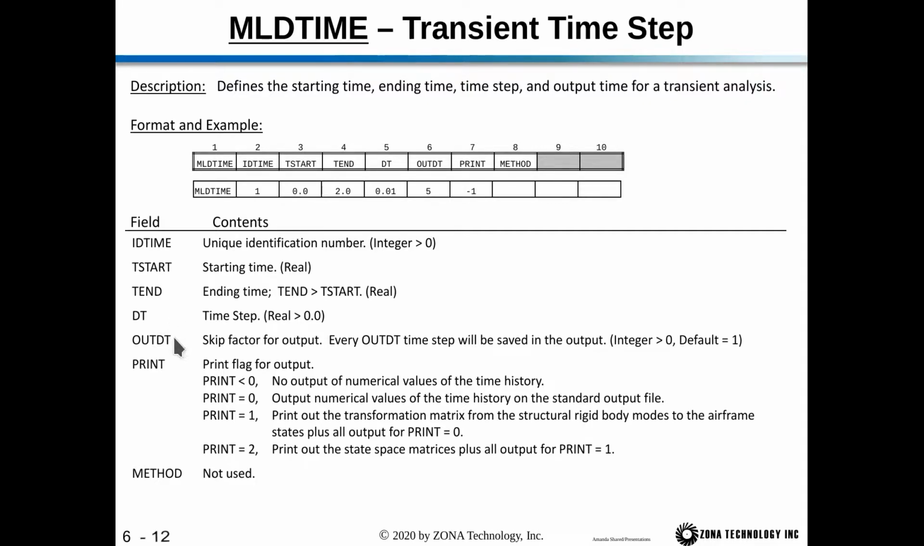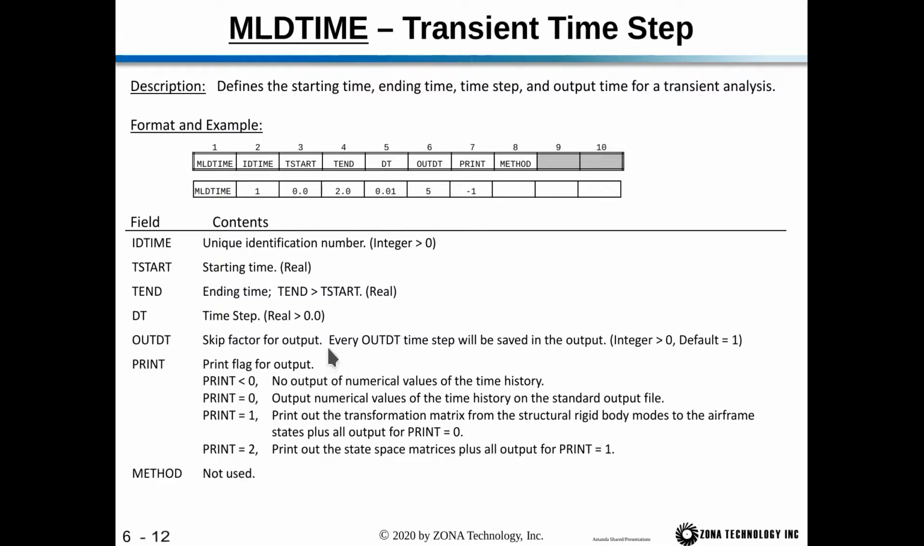Out dt is a skip factor for the output, so every out dt time steps will be saved in the output file. So if you have a very small dt, for example 0.001, so your simulation is running at 1000 Hertz, but you're only interested in outputting at 100 Hertz, you can set out dt to 10.